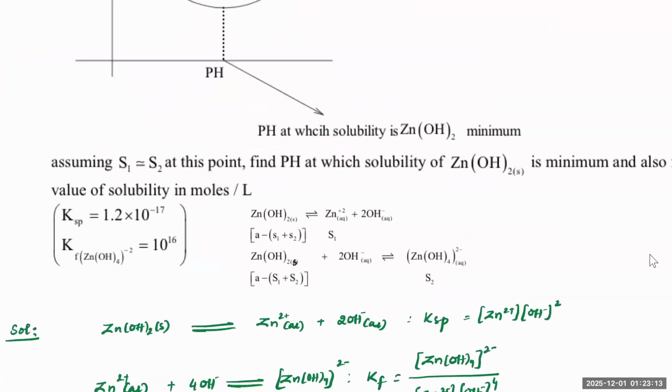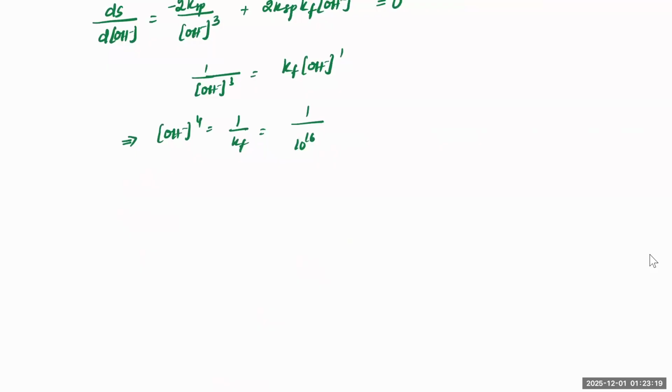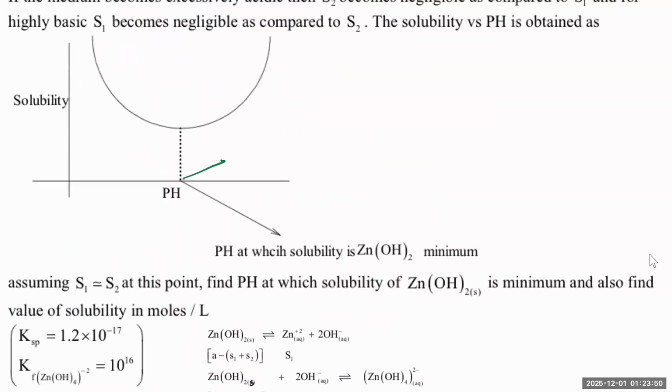So go back and check. The Kf value is given as 10 raised to power of 16. Hence, 1 by Kf should be equal to 1 by 10 raised to power of 4, the whole raised to power of 4, isn't it? If I take the root of it, that 4 will go away. Hence, we get OH minus concentration is equal to 10 raised to power of minus 4, which implies the pOH of the solution has to be 4, which implies pH of the solution has to be 10 at that minimum value. So at this minimum value, what should be the pH? pH has to be 10.